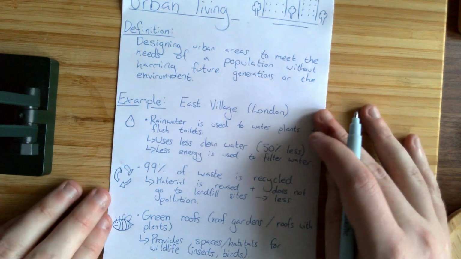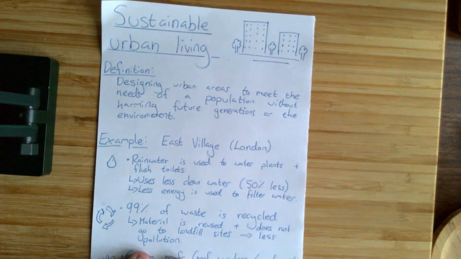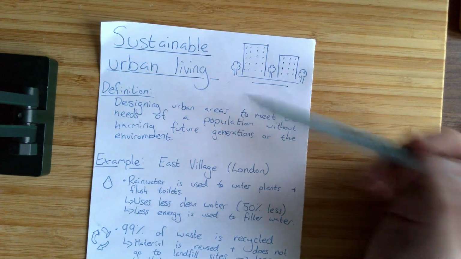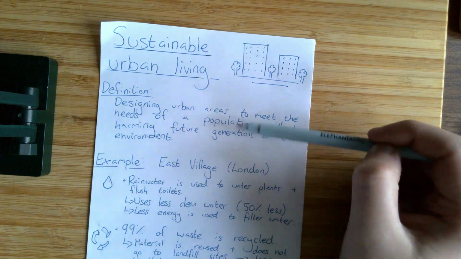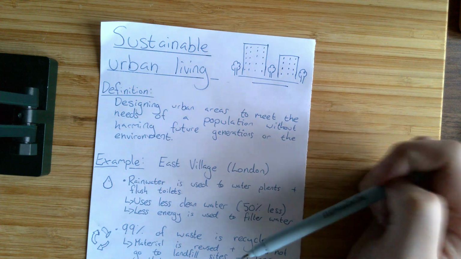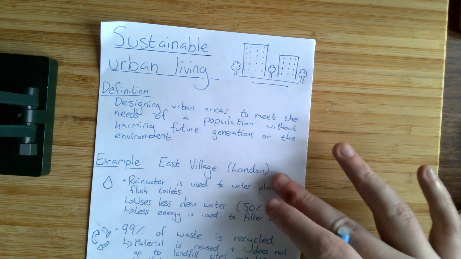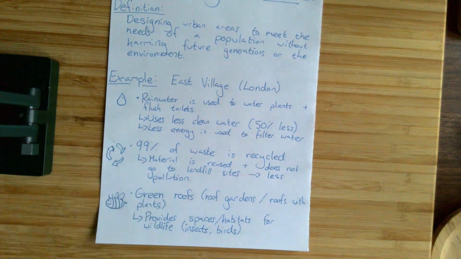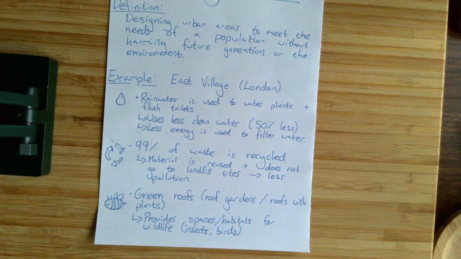So, just to very quickly summarise, this is sustainable urban living. In your exam, they might very well ask you to explain or give examples of how an urban area can be sustainable. If you're asked about that and you're aiming for that level 3 answer, you've got to make sure that you're linking back to the idea that sustainability is about looking after the needs of people now and in the future, and also not hurting the environment. Then you want to try and throw in some of these specific details. So I'd be thinking about the fact that, in East Village, they're recycling 99% of their waste.